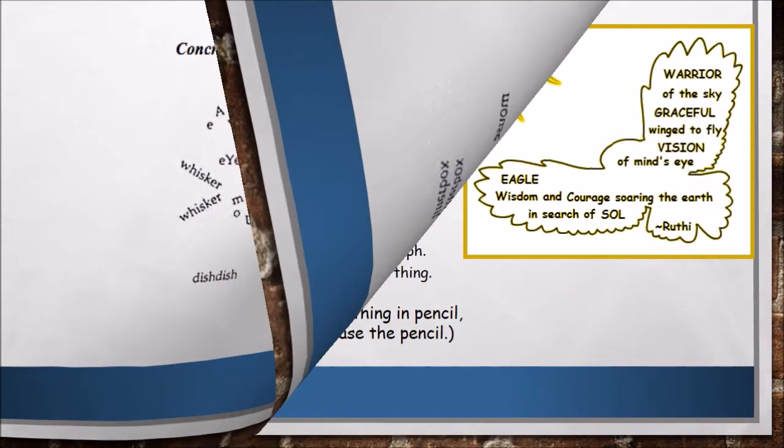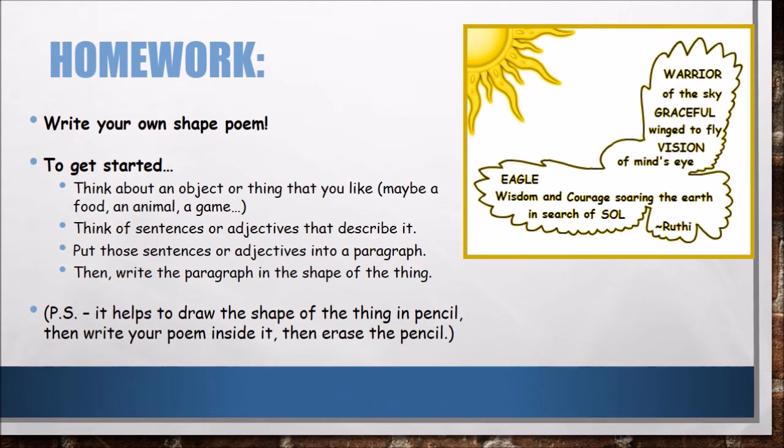So now that we've seen some examples of shape poems, your homework is to write your own shape poem. So to get started, I want you to think about an object or a thing that you like. It can be a food, it can be an animal, it can be a game, like you could do a video game controller. And then I want you to think of sentences or adjectives that describe it. So remember, a lot of the poems that we looked at, they don't rhyme. They're just sentences or adjectives or words that describe the thing. So write those sentences or adjectives together. It might help to write them in a paragraph or just write all the words in one place.